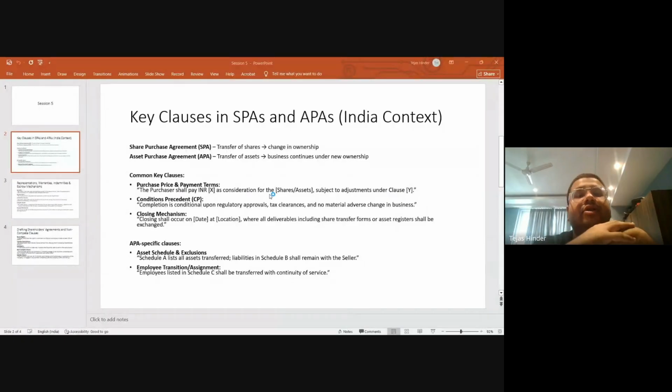You then have your tax clauses, which are basically allocation of tax liabilities, like capital gains, indirect taxes, etc. And of course, you will have obligations such as withholding tax obligations, especially for cross-border deals.